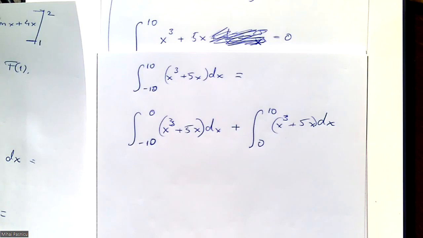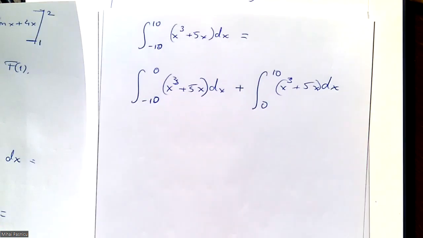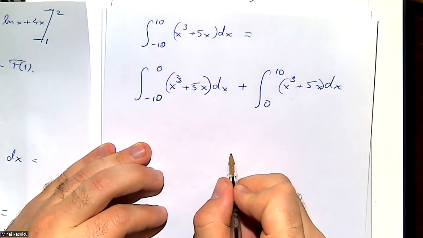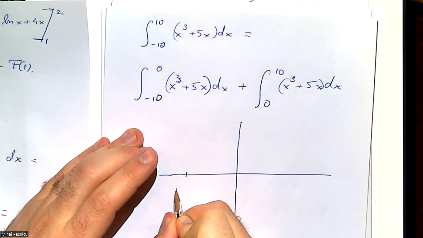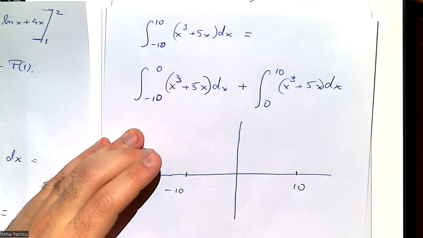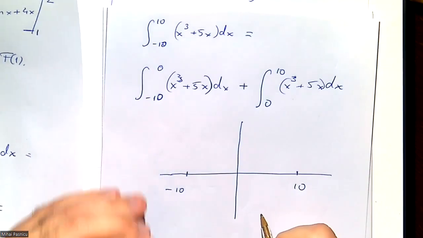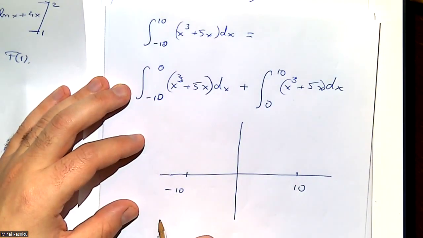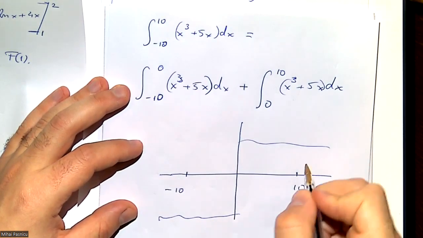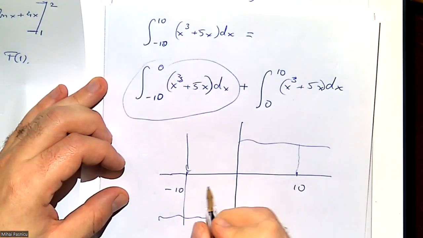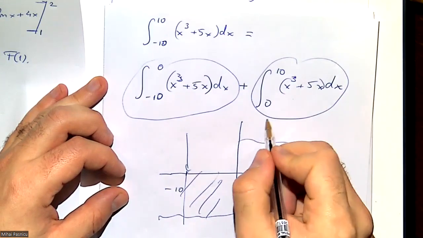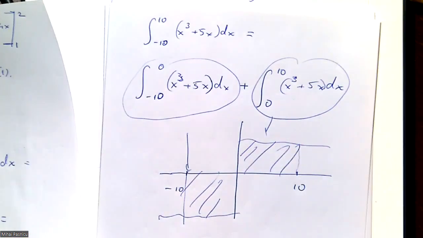Now, you're going to learn substitution in two lectures, so we're not going to use that, but we're going to use the graph definition. How does the graph definition look? If this is my graph, if this is minus 10 and this is 10, then my function looks something like this. I don't know, I'm just drawing randomly, I don't really care. And the idea is, this thing is this area under the graph, and this thing is this area under the graph. They're equal but opposite signs. So when I add them, they just go away. I just get zero.